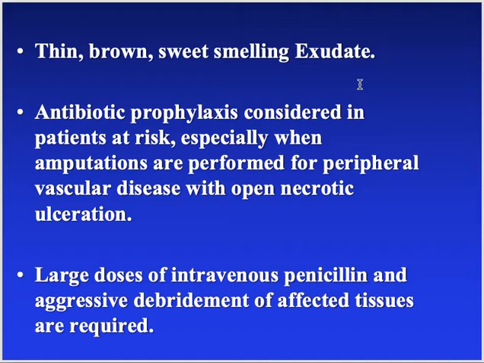Now, what can be done for these patients? Antibiotic prophylaxis can be considered, especially when we are performing amputations for peripheral vascular disease. In peripheral vascular disease, the blood supply is not getting to the peripheral areas, like the foot in a diabetic patient, or wounds with open necrotic ulceration. So we can give them antibiotic prophylaxis.